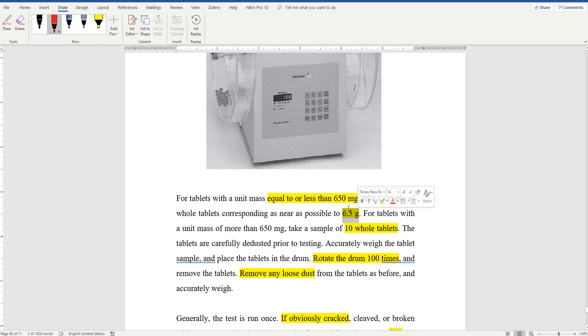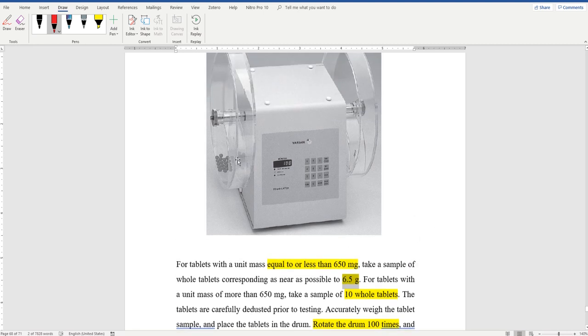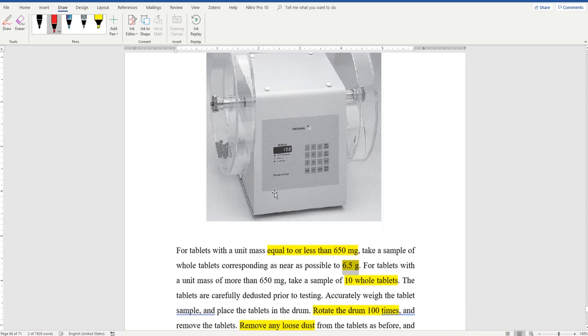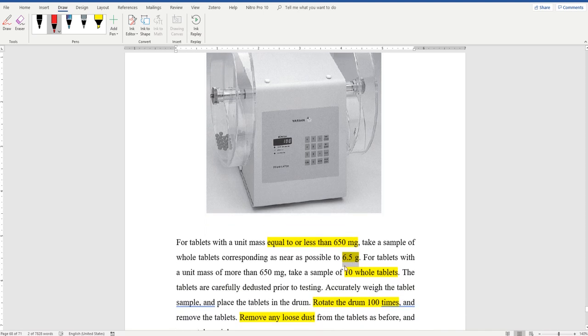Okay, so note that weight and put it inside the drum. As you see here in this photo, there are some tablets here. As I said, the minimum that you can use is 10. If 10 tablets weigh 10 grams, it's okay. You understand?